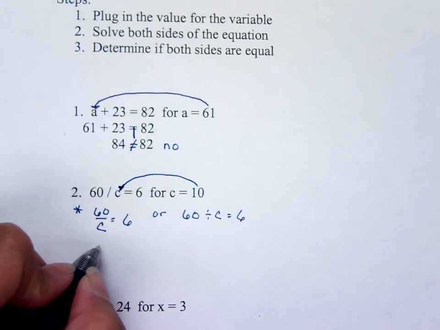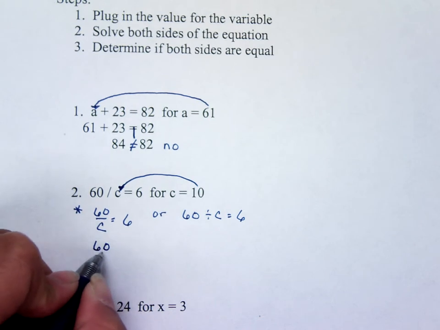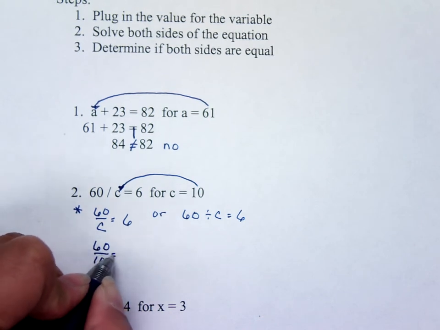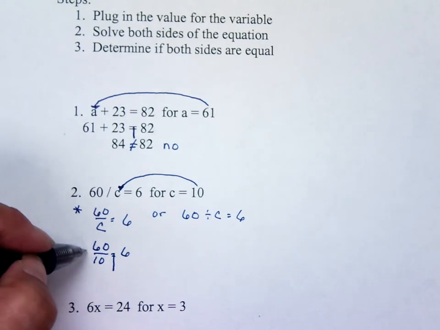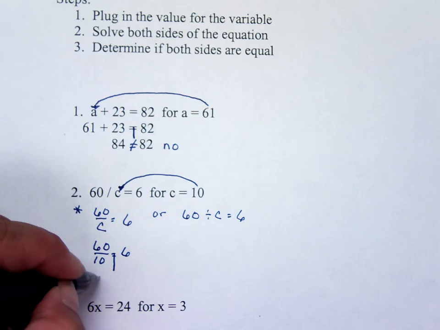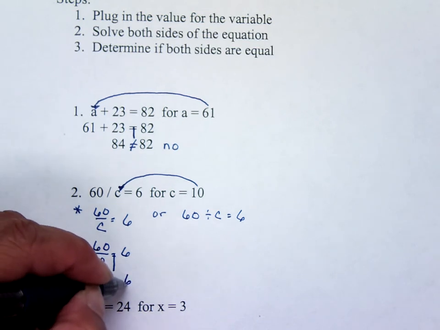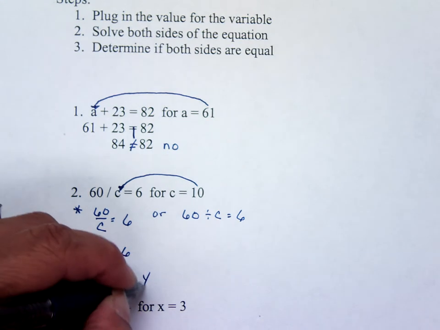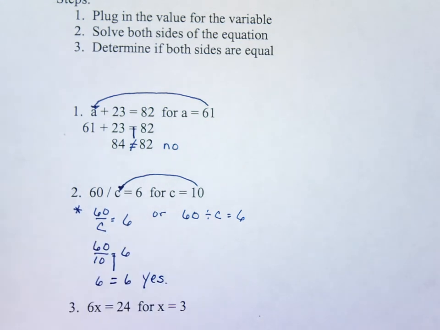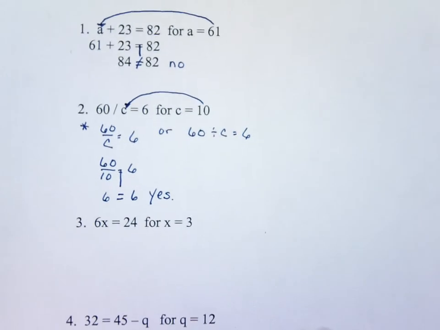So step 1 says to plug in what the value of C is. C is 10, so you're going to replace the C with 10, so 60 divided by 10 is equal to 6. Make the line where the equal sign is, and on the left-hand side you're going to divide. 60 divided by 10 is 6, and bring down this 6 because there's nothing to do here, and 6 is equal to 6. And so this is, yes, a solution.